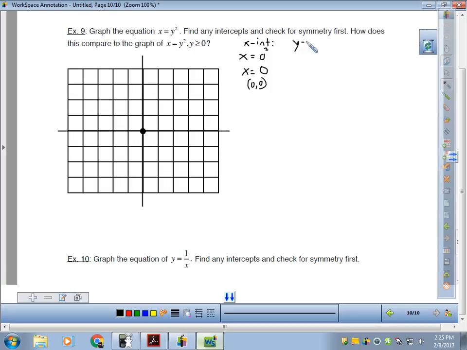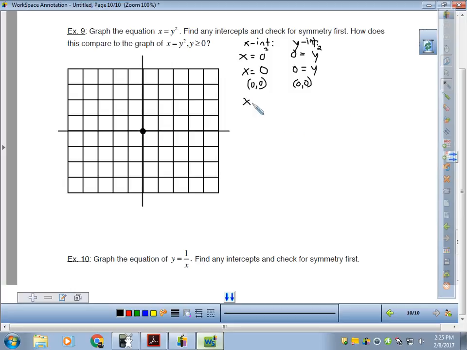For y-intercept, we're going to plug in 0 for the x and solve. So we have 0 equals y squared. To get rid of the square, we would do a square root on both sides. Square root of 0 is 0, and square root of y squared is y. So we get y equals 0, which tells us that our y-intercept is also the origin. So we know we're going to have that.